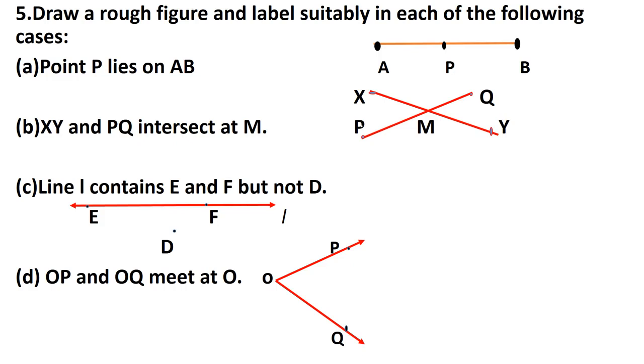Question number 4 was, how many lines can pass through one given point? When one point is given, how many lines can be passed? They are countless. Many lines can be passed. You can check also. Mark a point on a piece of paper.